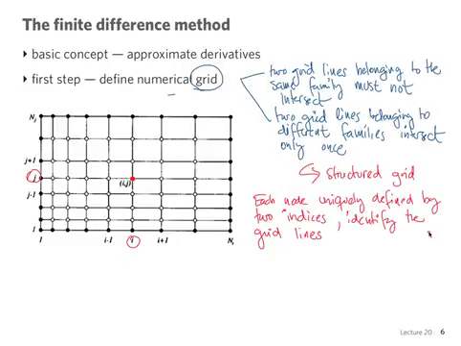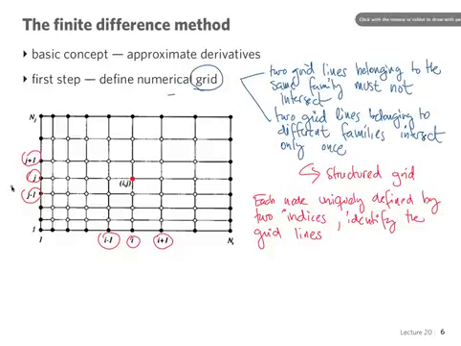Then the neighbor points of I, J are going to be defined implicitly by, say, I minus 1, I plus 1. Then you can say exactly who's on either side. J plus 1, J minus 1. That identifies the neighbors. So we can know which are the neighboring points.